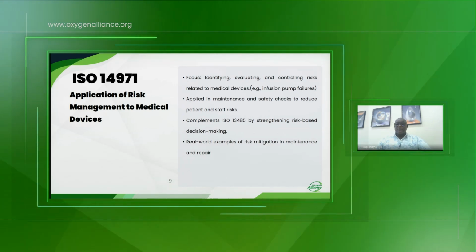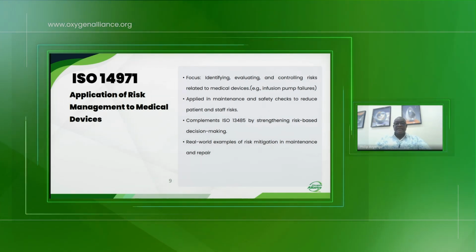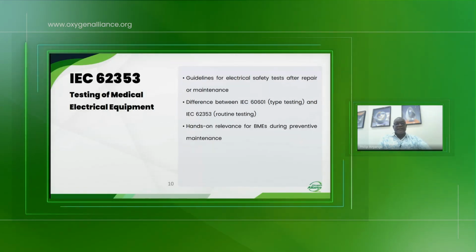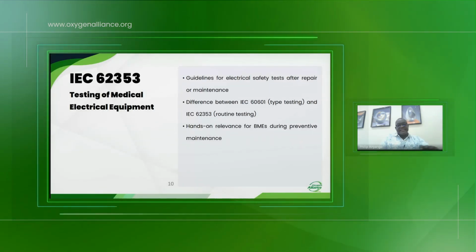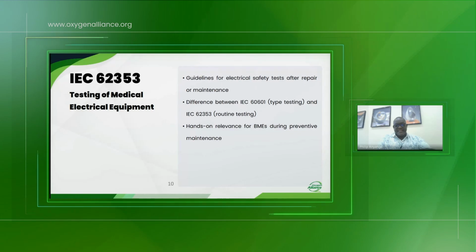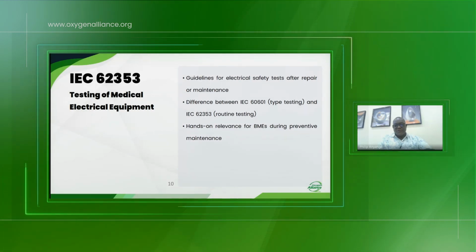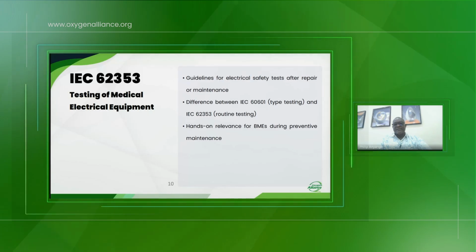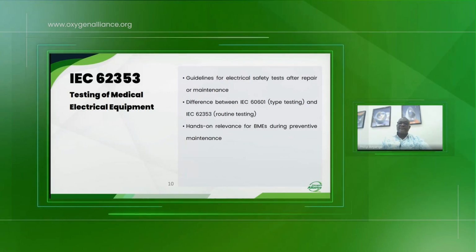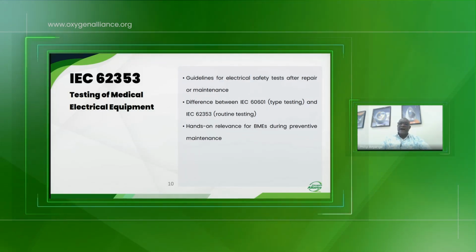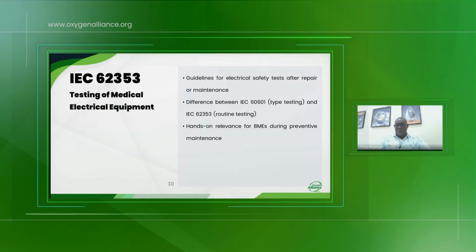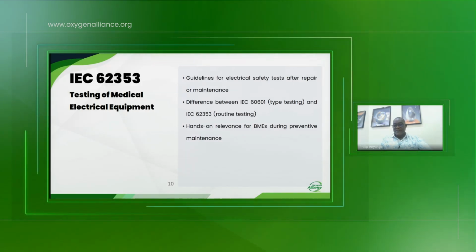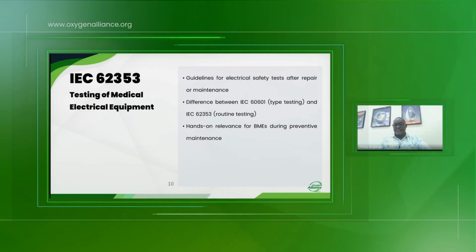Real-world examples of risk mitigation in maintenance and repair. We also have ISO 62353. It's for testing, IEC, not ISO. IEC, International Electrotechnical Commission. It is for testing of medical electrical equipment. This standard gives guidelines for electrical safety tests after repair, where on many occasions we test insulation resistance, how safe the equipment is. We can even test leakage currents.